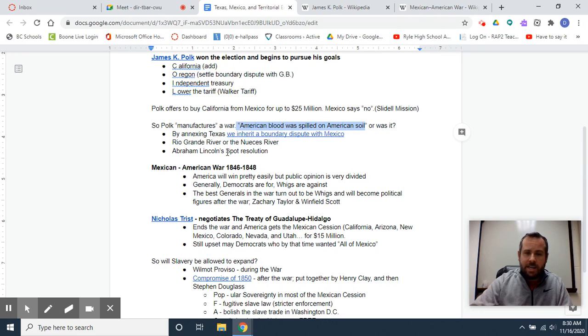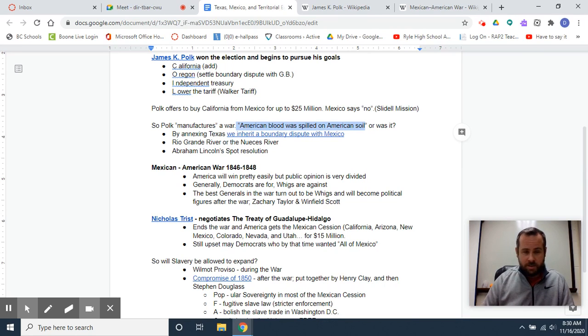A key term: Abraham Lincoln's Spot Resolutions. Abraham Lincoln was a Whig congressman during this time, and he called the president out. Abraham Lincoln was new. He had just got elected, and he calls out the president on the floor of Congress and says, show me the spot on a map where American blood was spilled. These are called the Spot Resolutions. The president never responds to Lincoln.